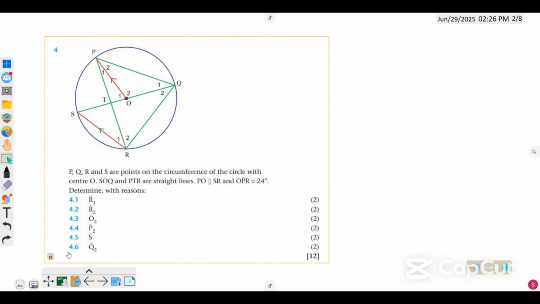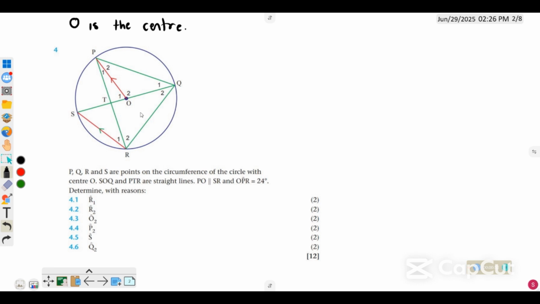This is adapted from a textbook, where they tell us that O is the center of the circle. P, Q, R, and S are points on the circumference of the circle with center O. So we are given the center and all the other points on the circumference. SOQ is the line that goes through the center. In fact, SOQ by default is a diameter. Remember we said a diameter is a line that goes from circumference through the center to the circumference. So SOQ is a diameter.